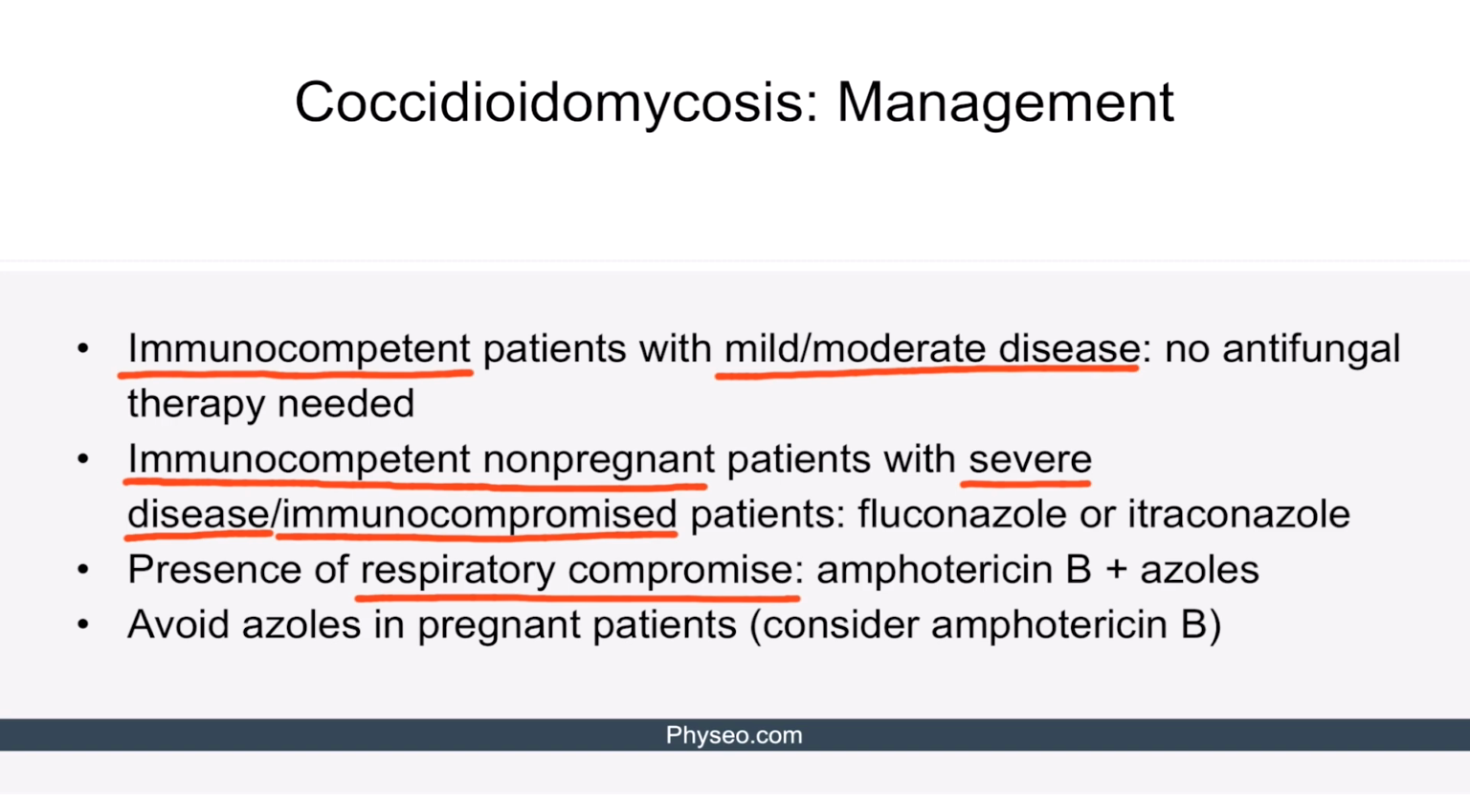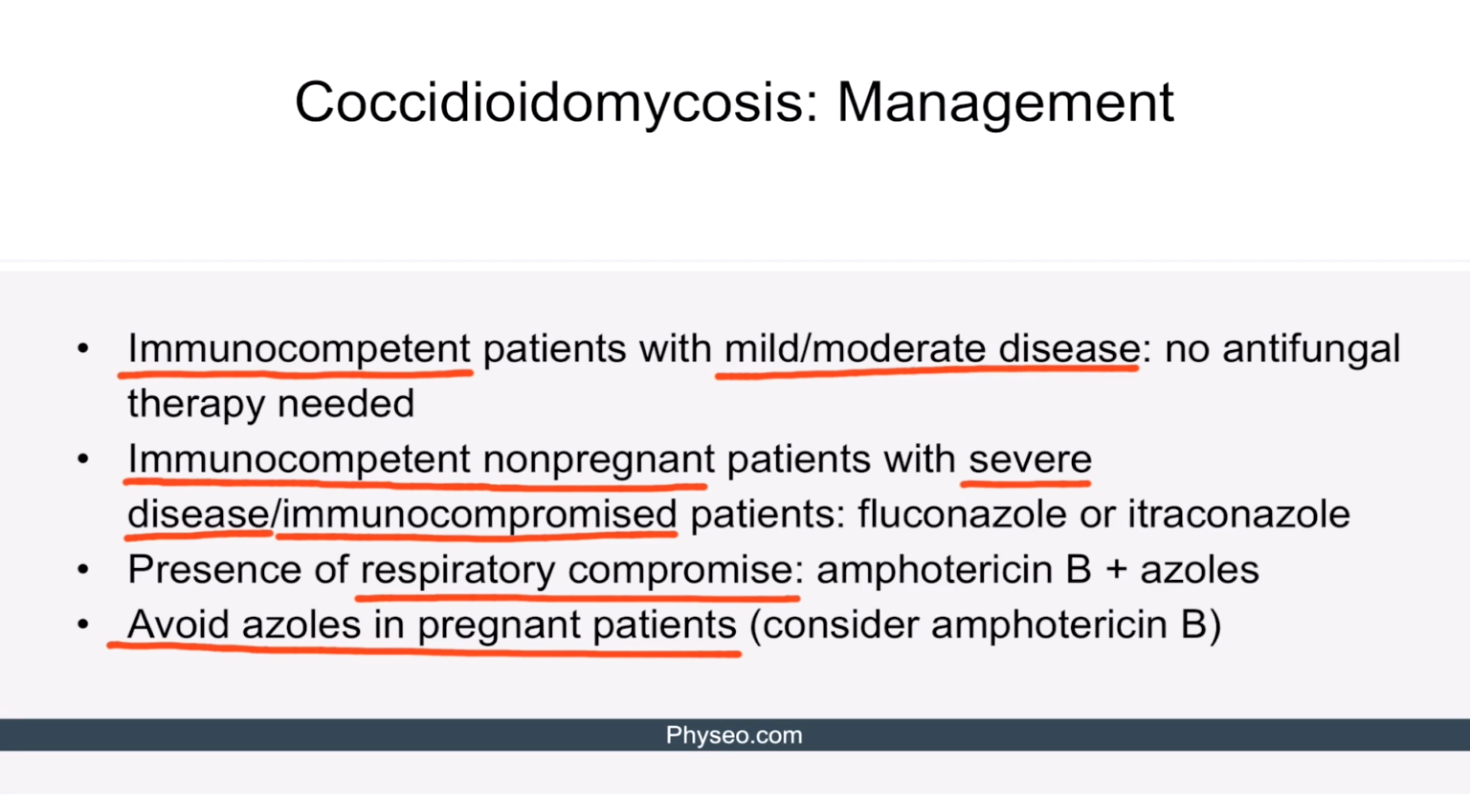So now let's move on to the next category of patients. Before, I made a point of saying that those immunocompetent patients with severe disease were non-pregnant. Those patients would be given fluconazole or itraconazole. However, azoles should be avoided in pregnant patients. So if you have a pregnant patient with severe disease, then you're going to want to give amphotericin B.